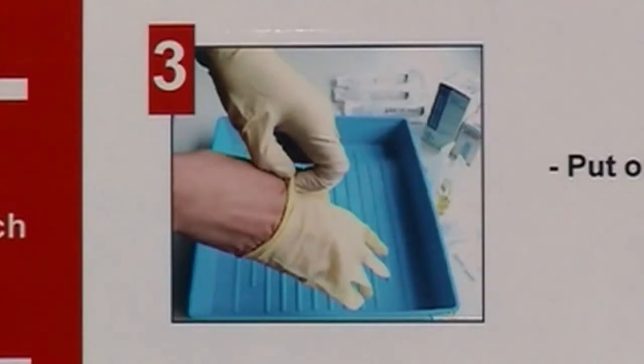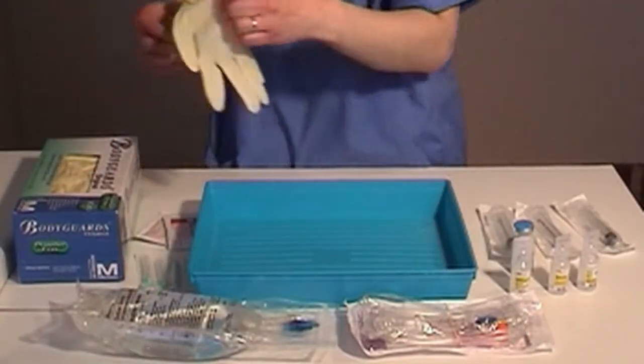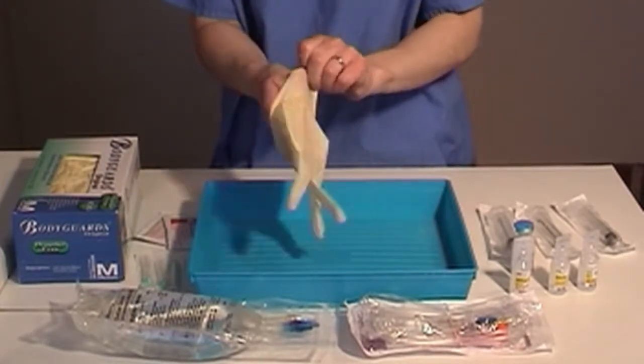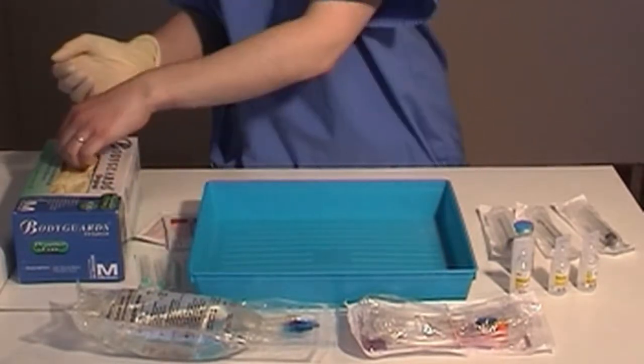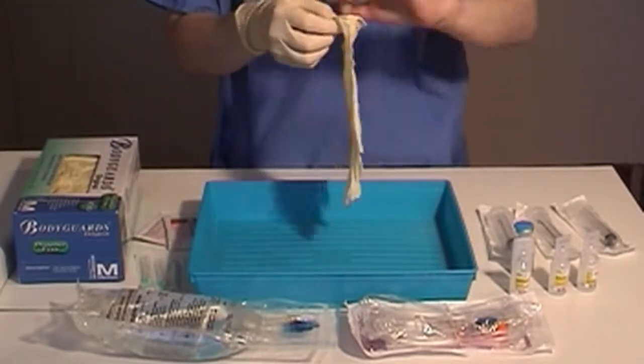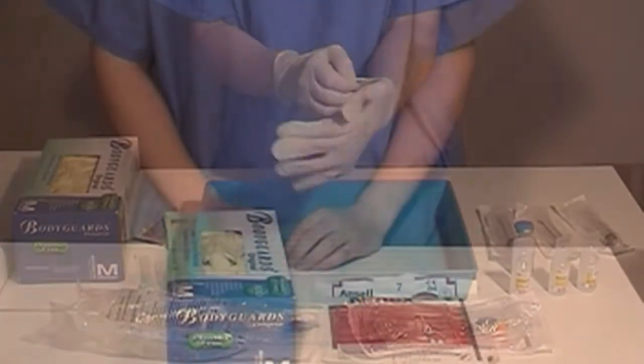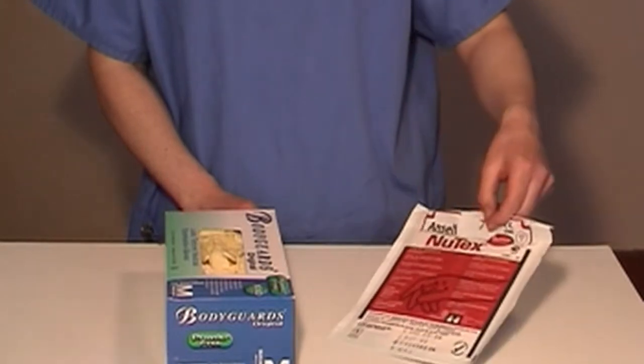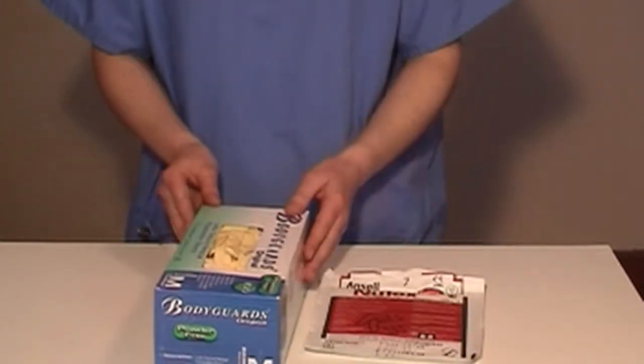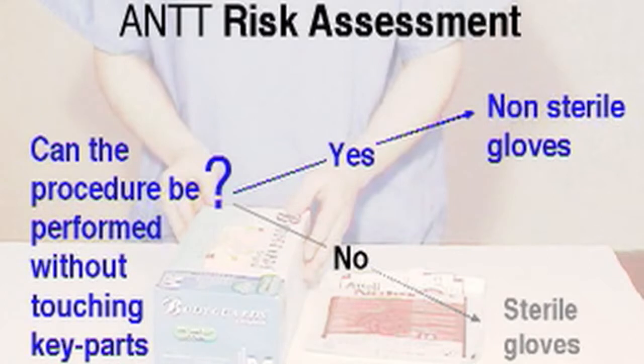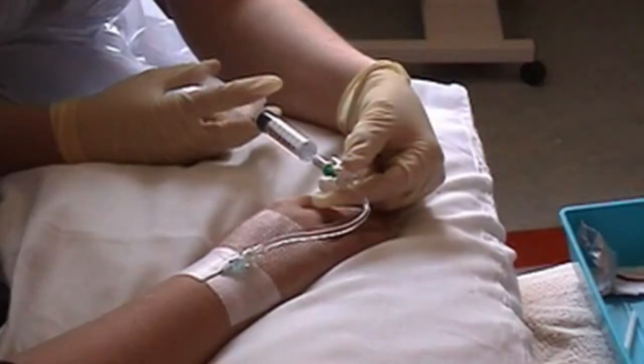Step 3. Put on a pair of gloves. Glove choice is straightforward. Ask yourself if the procedure can be performed without touching the key parts directly. If the answer is no, choose sterile gloves. If yes, choose non-sterile gloves. Note well, on the basis of this risk assessment, non-sterile gloves can be used safely for most peripheral and central access procedures. Gloves are primarily used to protect you from exposure to drugs like antibiotics in accordance with COSHH regulations.